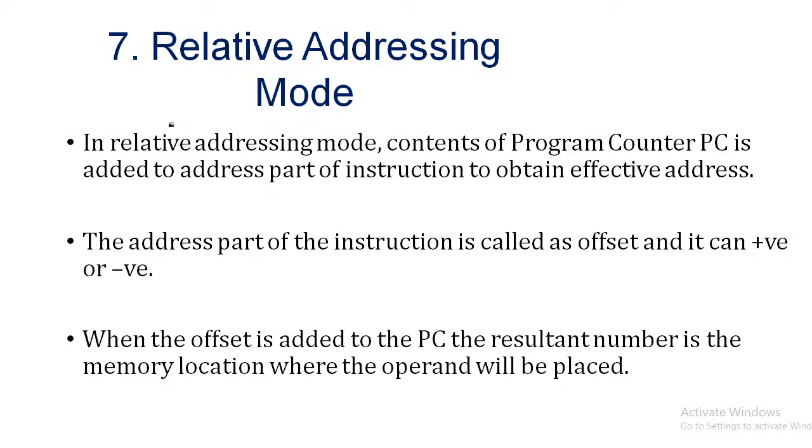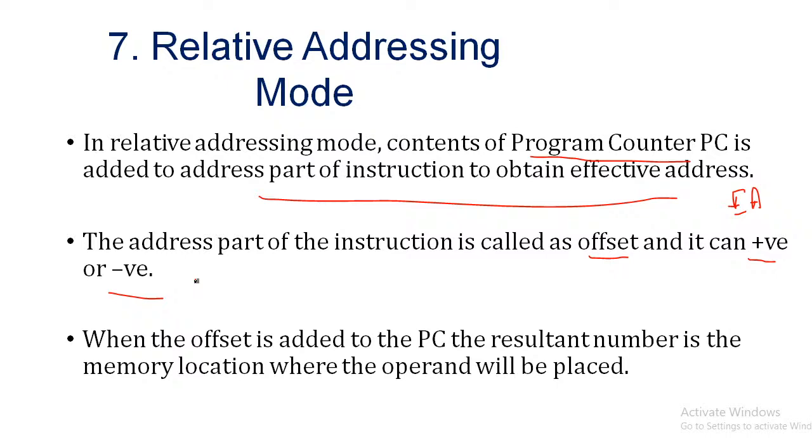In case of this relative addressing mode, whatever is the content of the program counter is added with the address part of the instruction to obtain the effective address, EA. This offset part can be positive or negative, that is very important. In GATE questions we have seen one problem with a negative offset. So these things will be there.